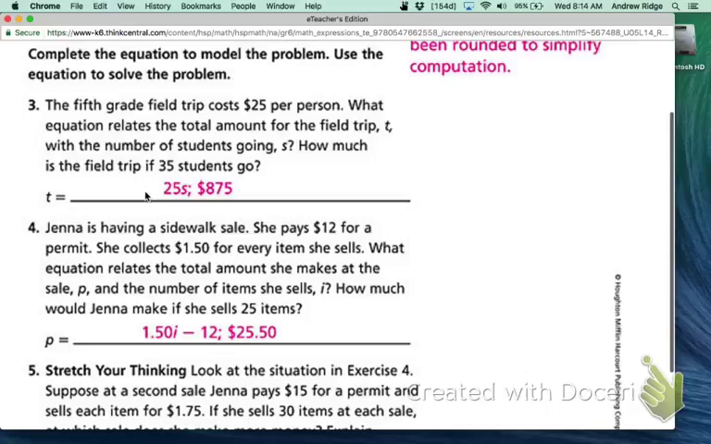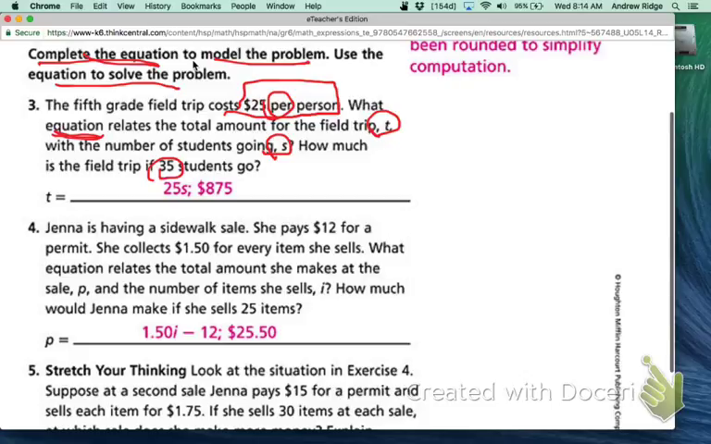Okay, complete the equation to model the problem. Use the equation to solve the problem. So, 5th grade field trip costs $25 per person, that being that magic number. What equation relates the total amount for the field trip, T, to the number of students going, S? How much is the field trip if 35 students go?